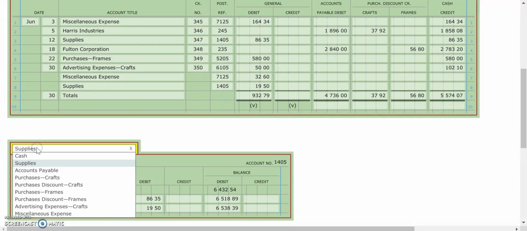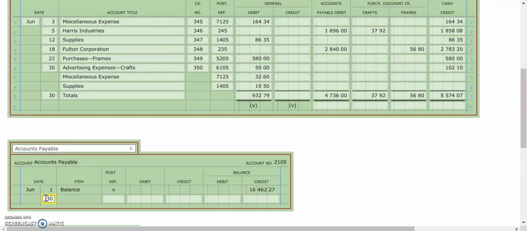So that again is going to be in our general ledger. We're going to open accounts payable, and we're going to put the 30th here, CP6, and it is a debit, so it's 4,736. Just be careful here that you are doing the math correctly, which means we're subtracting. Okay, so when we do that, we take our 16,462.27 and we subtract 4,736, we get $11,726.27. And then again, we take our account number, 2,105, and we put that in parentheses. And you do have to put the parentheses in here. That's something that the old Applia didn't do, but this one requires you to.